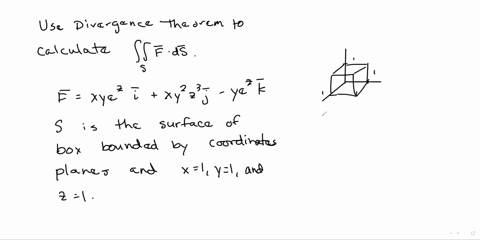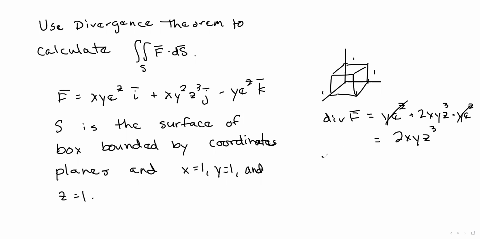So to do that, first we need to find the divergence of f. So you take the derivative with respect to x of this first part, that's y e to the z. Take the derivative with respect to y of the second part, that's going to be 2xyz cubed. And then take the derivative of this third part with respect to z, that's going to be minus y e to the z. And look at that, this nice stuff happens, and we get 2xyz to the third.